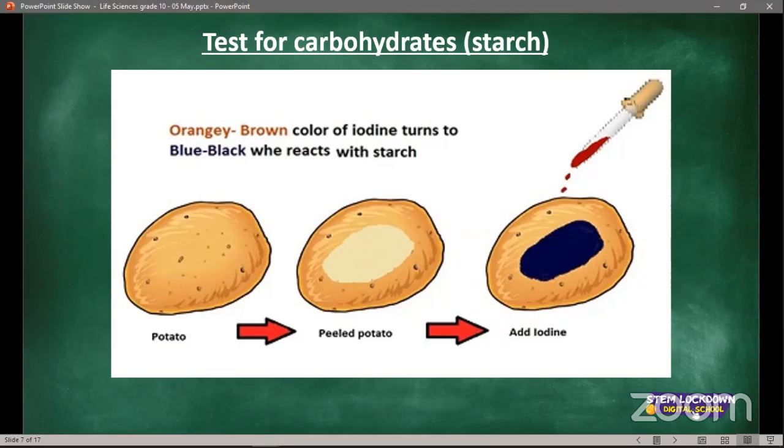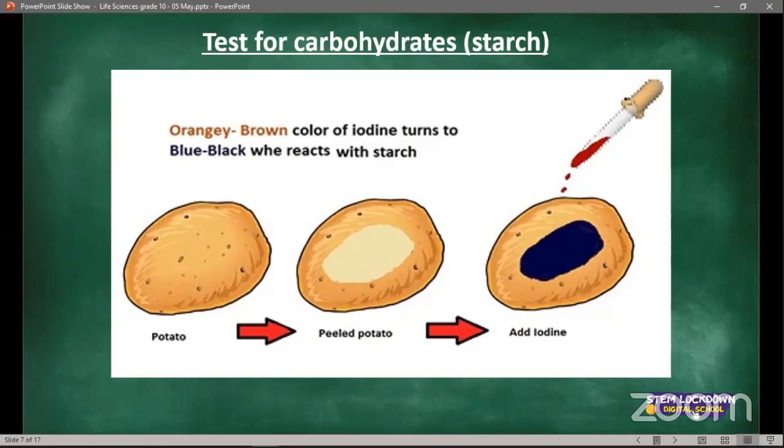So Ms. P is asking if this solution for the starch test is the Benedict solution. No, it's not. It's not the Benedict solution. This is the iodine solution. So for testing for the presence of starch, we use the iodine solution. I hope you guys get that. Testing for the presence of starch, we use the iodine solution, not the Benedict solution.